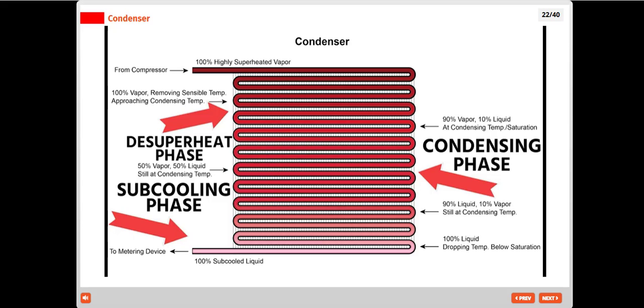You can only have subcooling once the refrigerant is fully liquid. You can only have superheat if it is fully vapor, and the condensing temperature segment is all there in the middle. So it's like watching a boiling pot of water, but in reverse. It's changing from vapor to liquid instead of liquid to vapor. That's your condenser, the heat rejector.